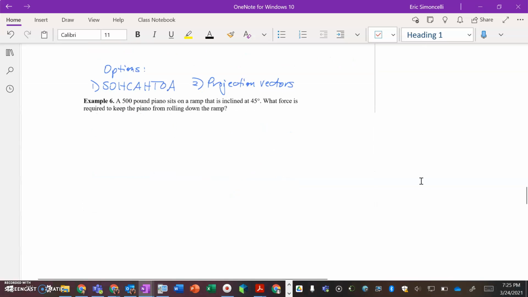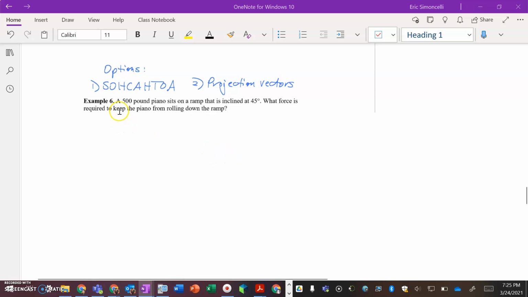So why are we using projection vectors? Projection vectors set us up to do problems which we have done in the past using simply SOHCAHTOA. Well, projection vectors may take the place of SOHCAHTOA if you find your projection vector setup to be simpler. We'll go ahead and do both.